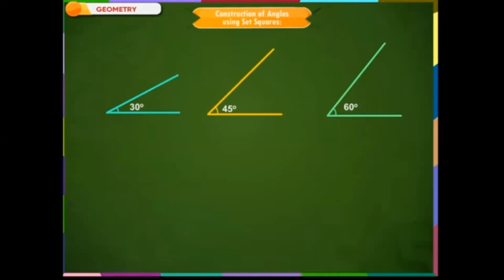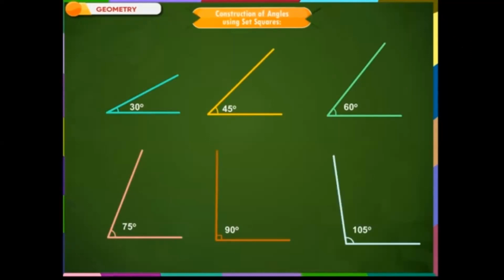Okay, actually I was not there in the previous lab, so I don't know whether this video has been covered: construction of angles using set squares, angles that measure 30 degree, 45 degree, 60 degree, 75 degree, 90 degree and 105 degree. Have you seen this video? Have you seen it? Okay, so this is not okay.